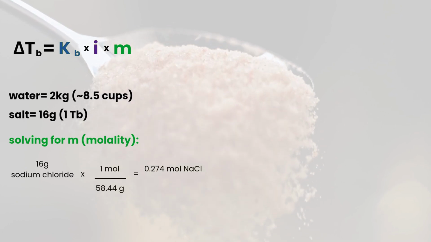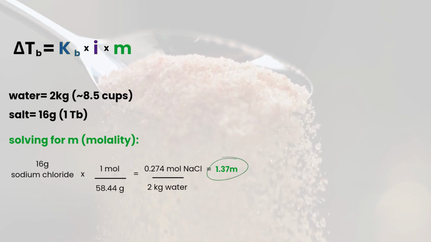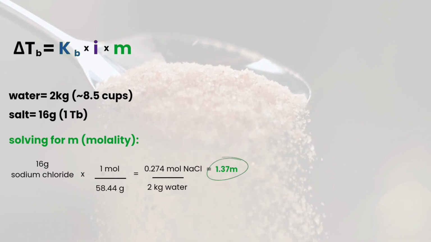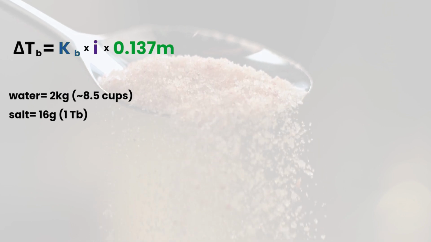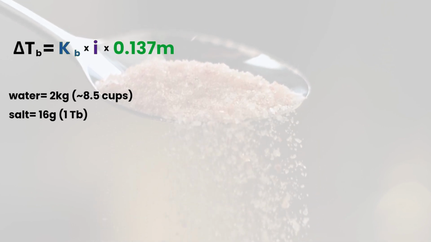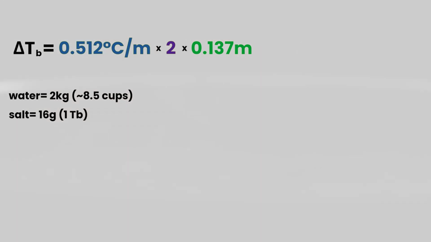Doing some math, we can see that this will be 0.27 moles of sodium chloride. We then divide that by the amount of water, which is 2 kilograms. This results in a molality of 0.137. We then can plug in our values for K, B, and I, which are going to be constant as long as we're using water and salt.